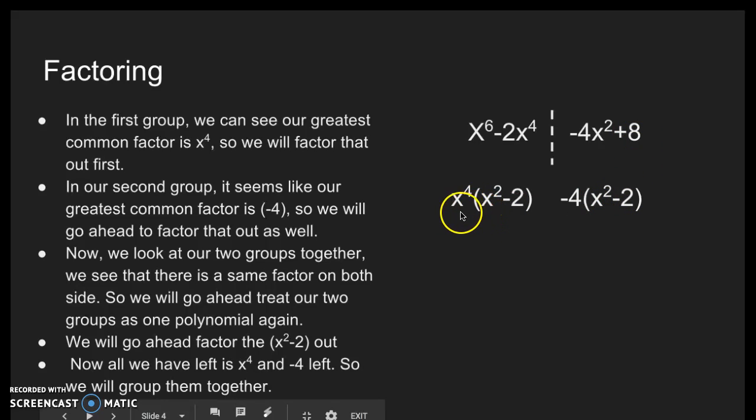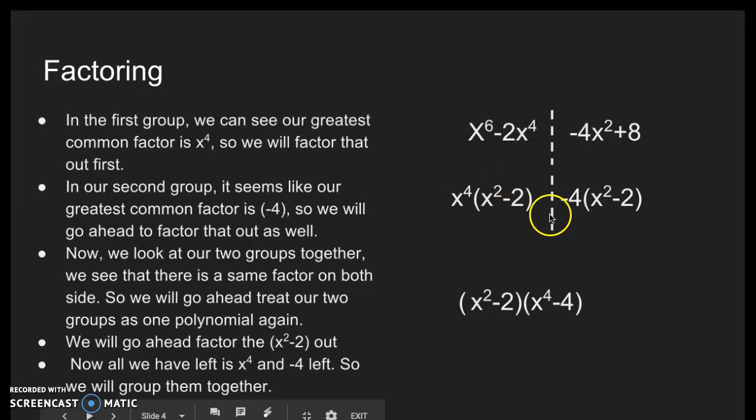Now let us look at our two groups of polynomial. Note, it is the same: x squared minus 2 on both sides. So we see the same factor on both sides. Now we'll go ahead and treat our two groups as one polynomial again. So we're going to factor the x squared minus 2 out now. Let's divide by x squared minus 2 on both sides. Now x squared minus 2. We got x to the 4th left and minus 4 left.